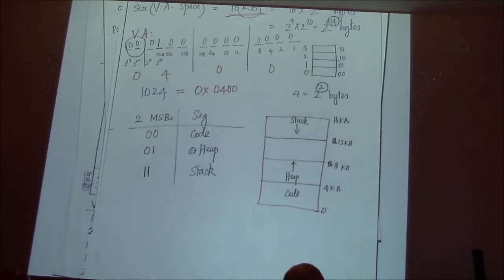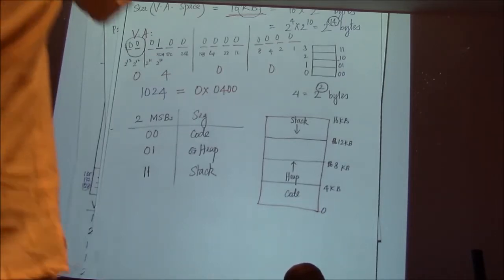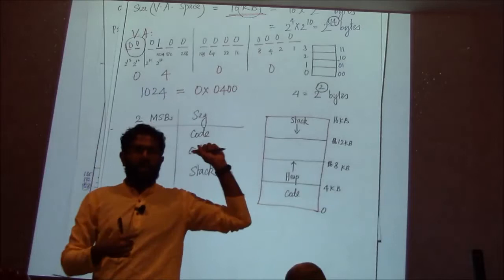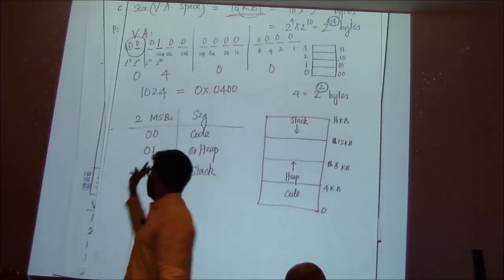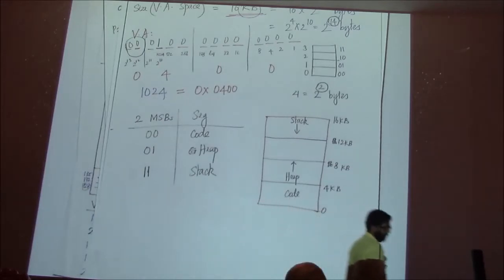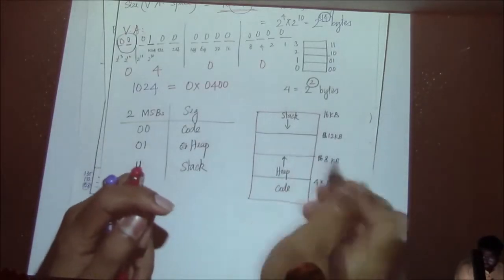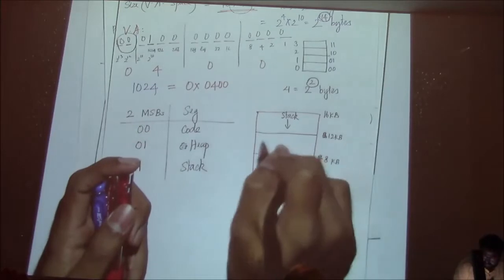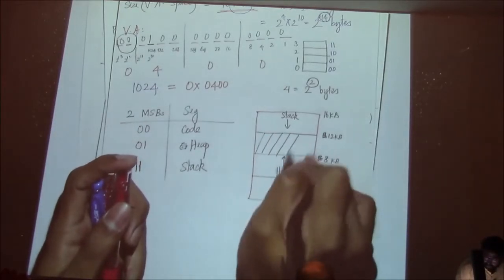So in this particular scheme that we are discussing, we have some limitations in segmentation. When we are dividing it like this, usually, in this case, this part in the middle from 8K to 12K is actually unused.